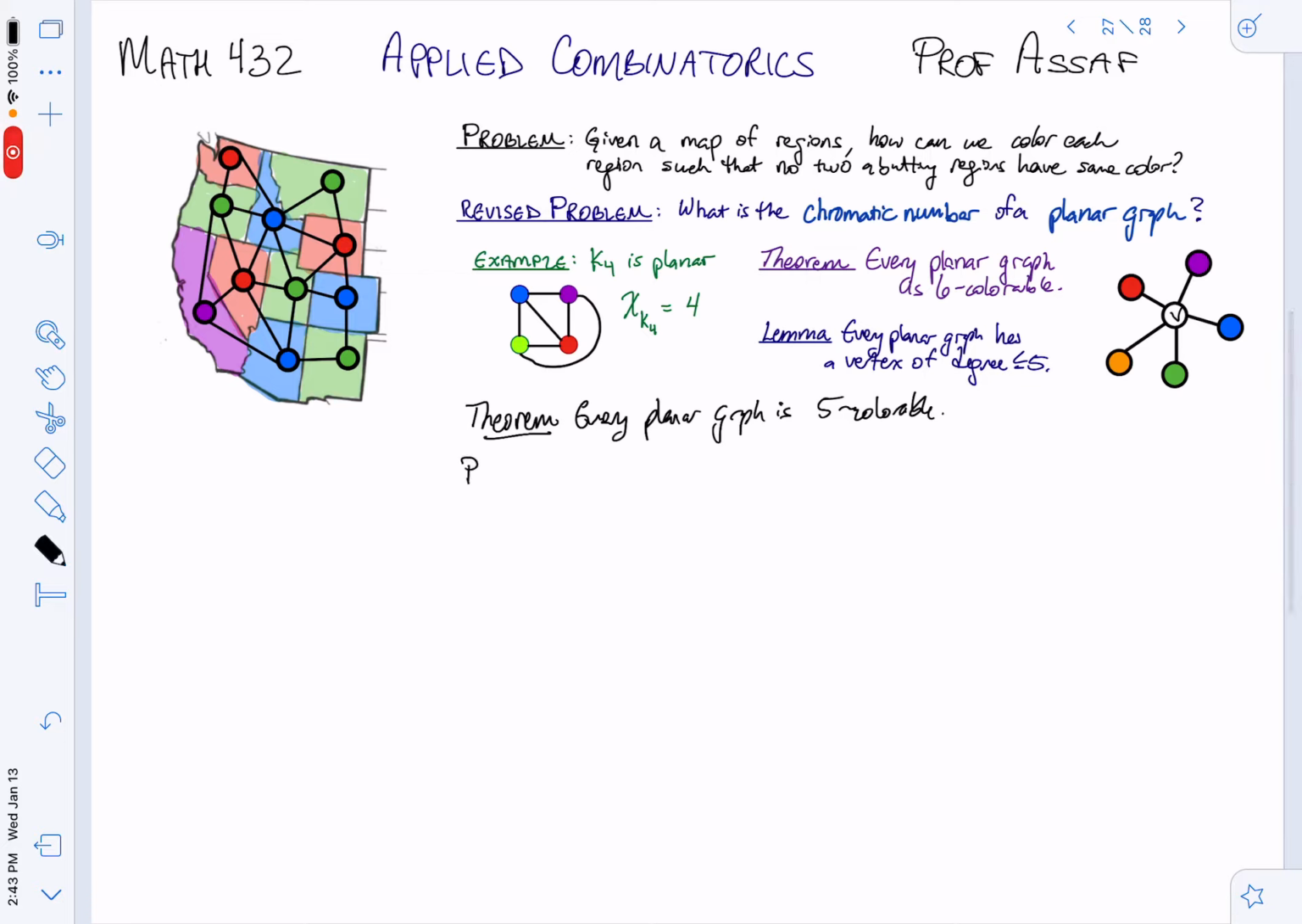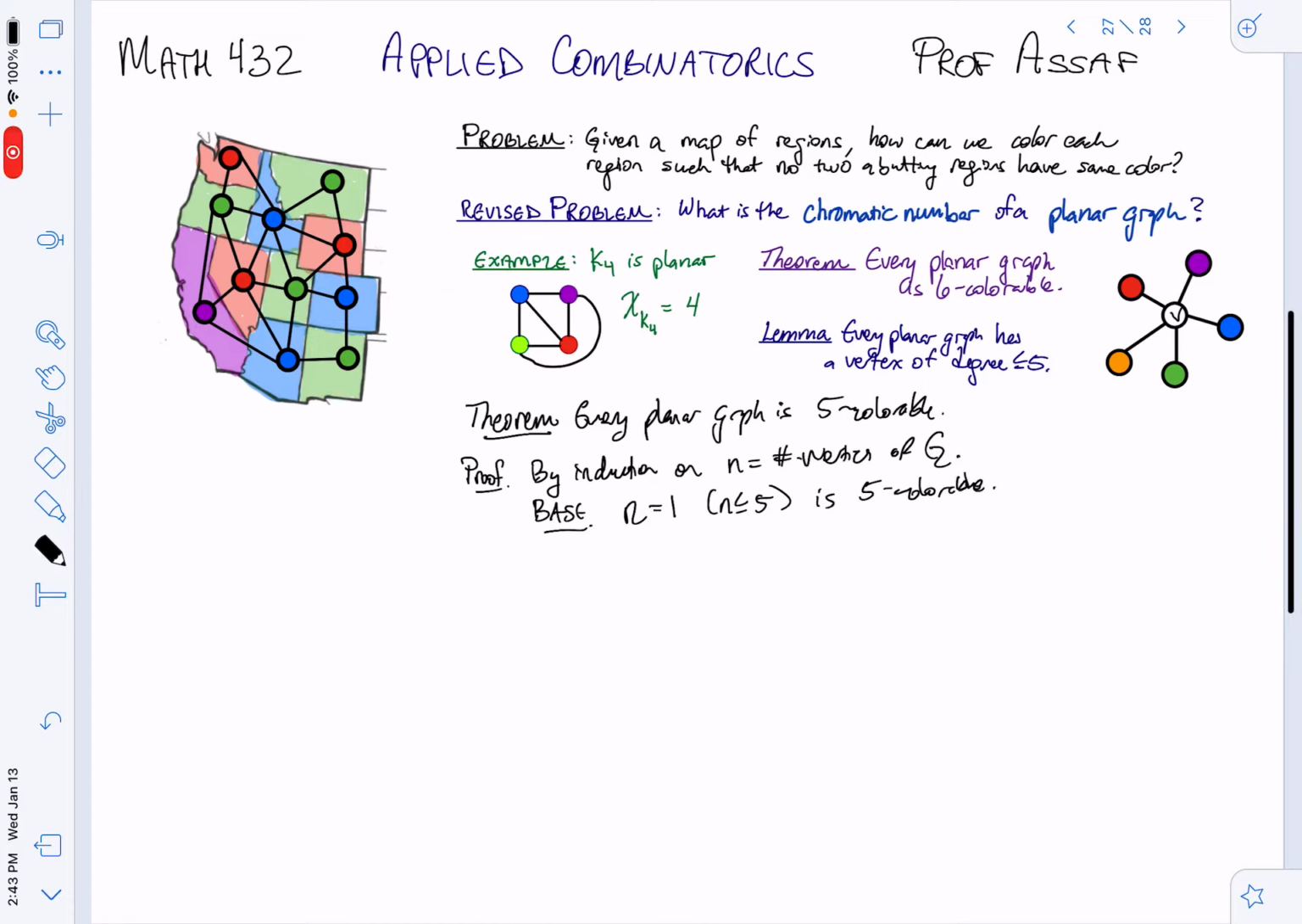What we're going to do is follow the same proof strategy that we did for the 6 color theorem. We're going to, in particular, go by induction on n, which is the number of vertices of our graph G. Okay, our base case, same as before, n equal 1, which of course we could take to be n up to 5. This is definitely 5 colorable. If you have at most as many vertices as you have colors, you can make all the vertices a distinct color, and then it's properly colored. So our base case is great.